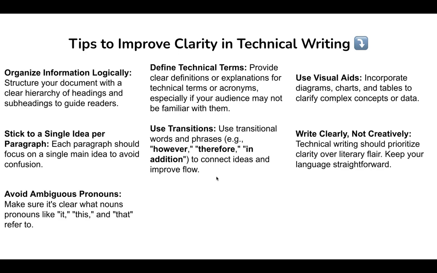So another thing you can do to improve clarity is avoiding ambiguous pronouns. So make sure it's clear what nouns and pronouns like it, this, and that refer to. Before using that in your article, you have to mention something. A good example would be: Google Docs improves collaboration, and that improves productivity. So the reader will know that "that" in that sense means Google Docs being a collaborative tool, right?